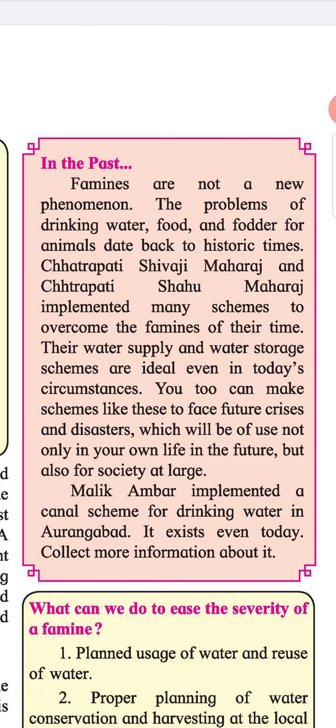Box: In the past, famines were not a new phenomenon. The problem of drinking water, food, and fodder for animals dates back to historic times. Chhatrapati Shivaji Maharaj and Chhatrapati Sahu Maharaj implemented many schemes to overcome the famines of their time. Their water supply and water storage schemes are ideal even in today's circumstances.